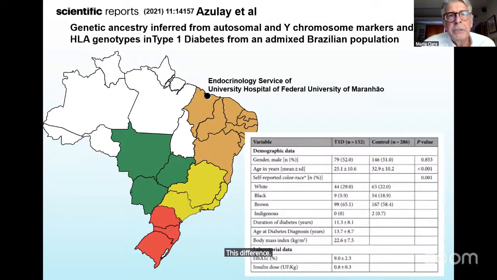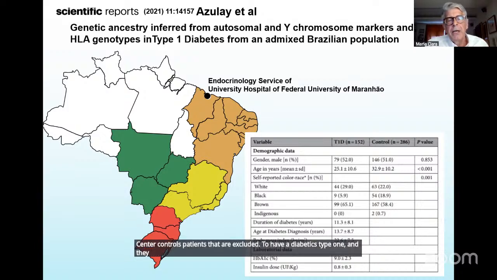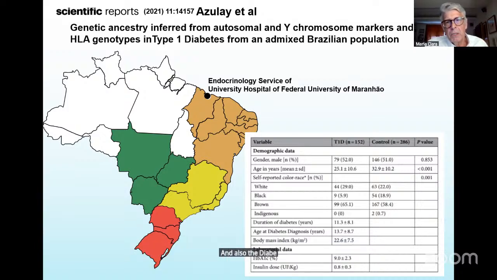We had the opportunity to work with Dr. Azulay and another center in this cohort, and this is in Maranhão state. It's São Luís, the capital of this state in the northwest. And at that moment, we had the opportunity to look at the same center's controls, patients who were excluded from having type 1 diabetes, and they are controls, and also the type 1 diabetic patients.